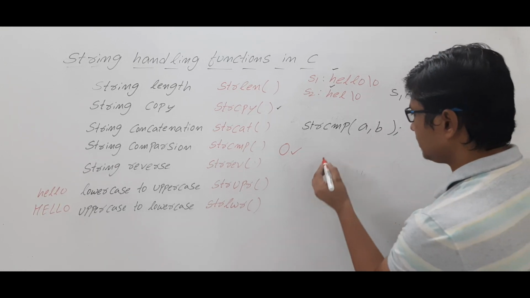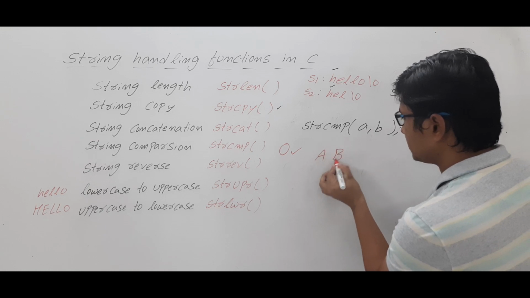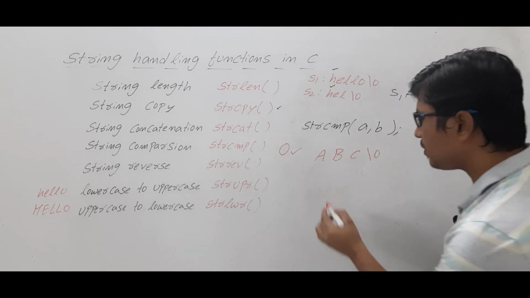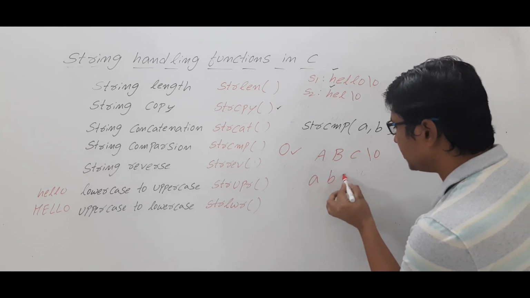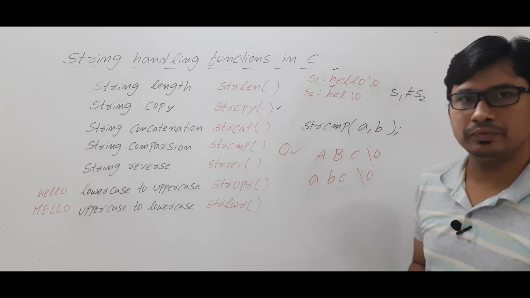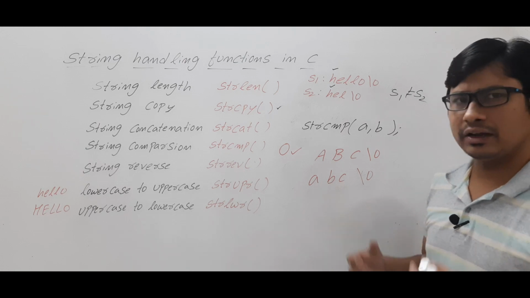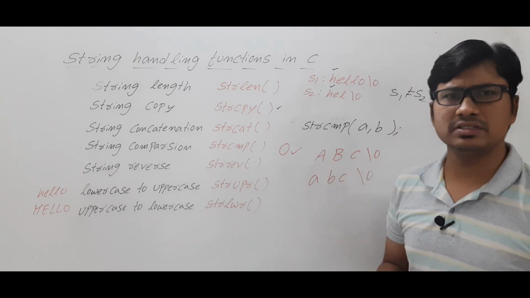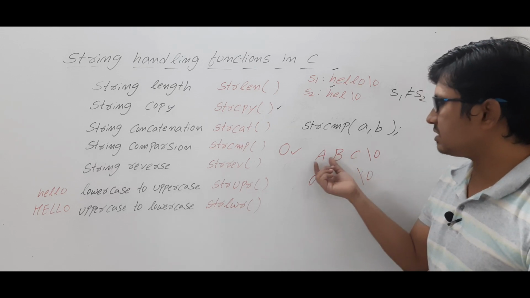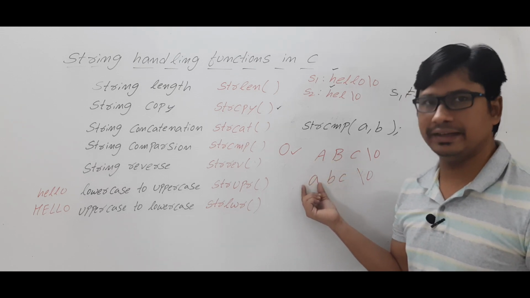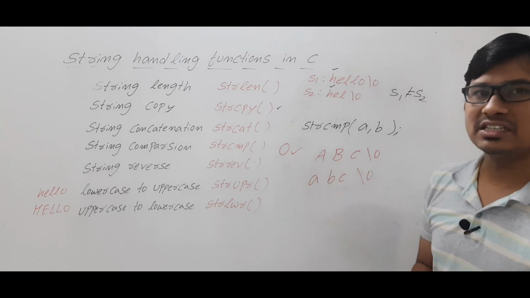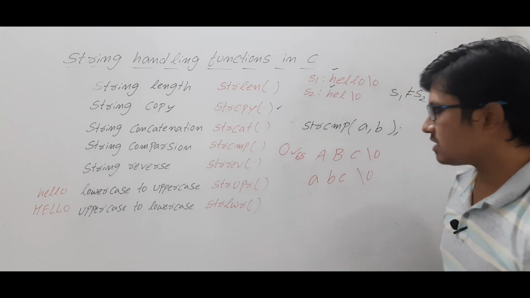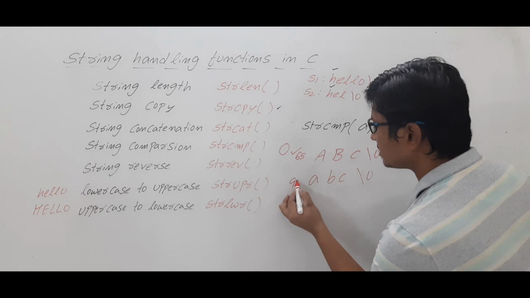You have a string called ABC, ends with a backslash 0. You have another string called small abc, backslash 0. Now, if you look with the human eye, you will say that, sir, this is ABC, both are same. But look at this one, this is a capital A, this is a small a. Now, you know that the ASCII value of capital A is 65 and the ASCII value of small a is 97.